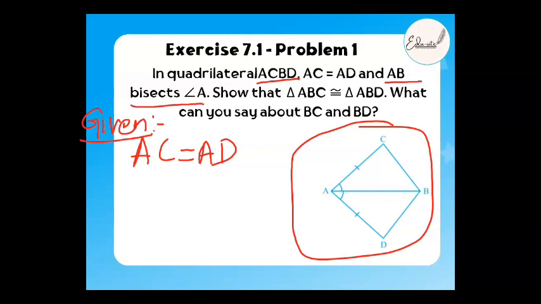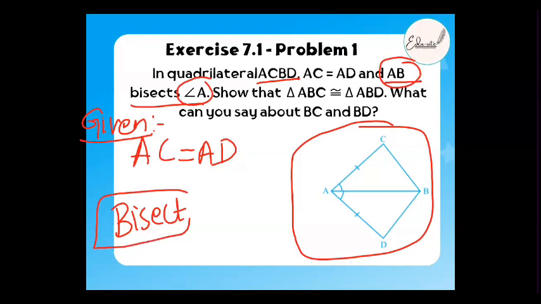Bisects का मतलब क्या होता है? What did I say about bisect? What does bisect mean? नहीं बेटा, bisect का मतलब होता है exactly dividing it into two halves. तो यहाँ उन्होंने बोला है AB bisects angle A. You have to write these small things in your rough book or your tuition book. Bisect का मतलब होता है it divides exactly the angle or the side into two equal halves. So here AB bisects angle A.